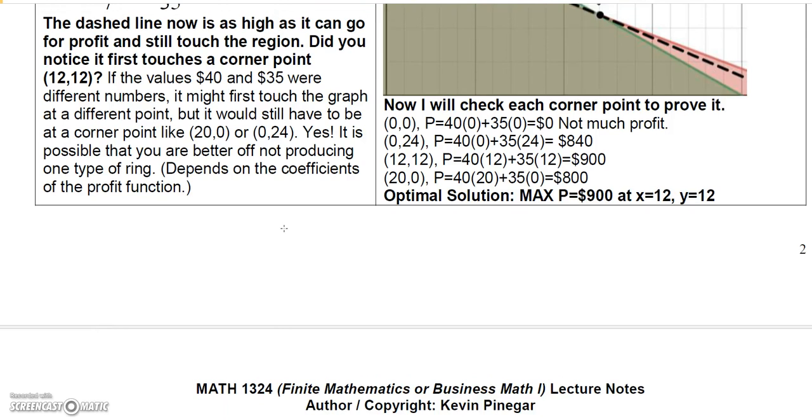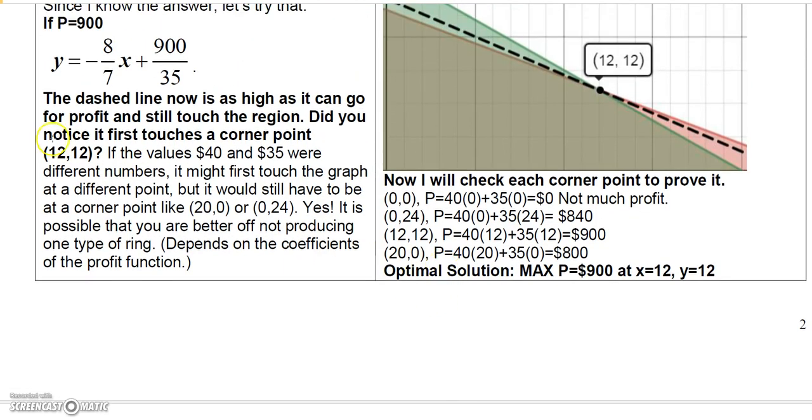But now all I have to do is to check each corner point. So you'll remember that one corner point was 0, 0. So if I plug 0, 0 in here for x and y, you'll just get 0. And one was 0, 24. So if you plug 0, 24 in here, you'll just get 35 times 24, which is 840. And if you plug 12, 12 in here, you actually get 40 times 12 plus 35 times 12, and that's going to give us 900. And then if you plug 20, 0 in here, you're going to get 40 times 20, which is 800.